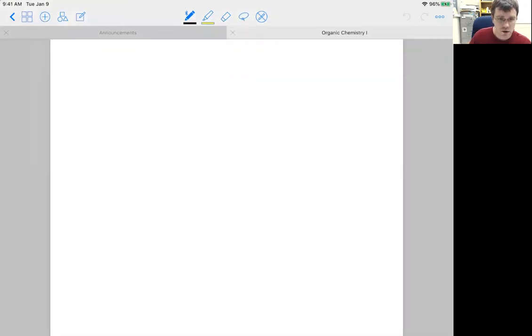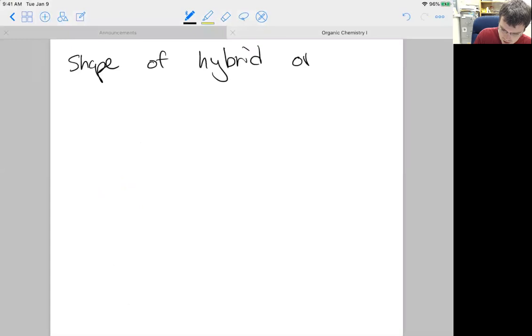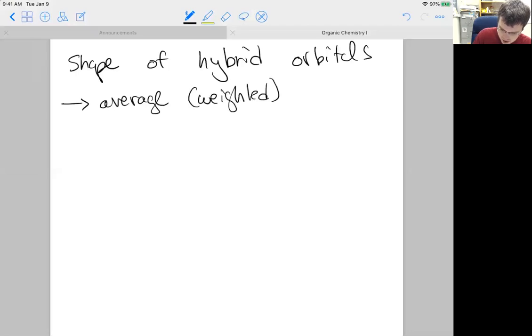Okay, so something else that people like to talk about, and it is helpful, is the shape of hybrid orbitals. To get to the shape of the hybrid orbitals, it's an average, and by average, I mean a weighted average, of the shape of the atomic orbitals used.